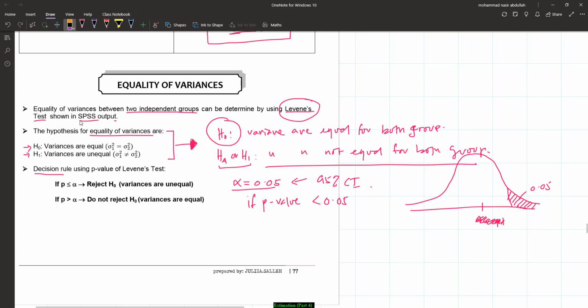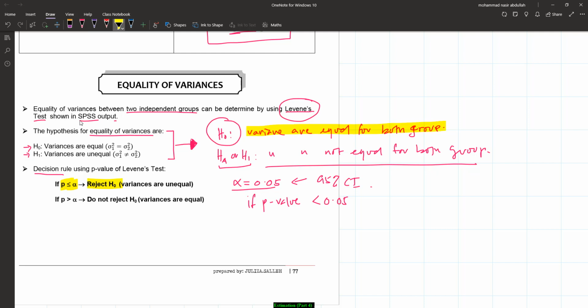Sorry, this is not the same, right? So if the p-value is less than 0.05, we're going to reject the null hypothesis and we conclude that the variances are not equal for both groups. Okay, again, maybe you are a bit confused.